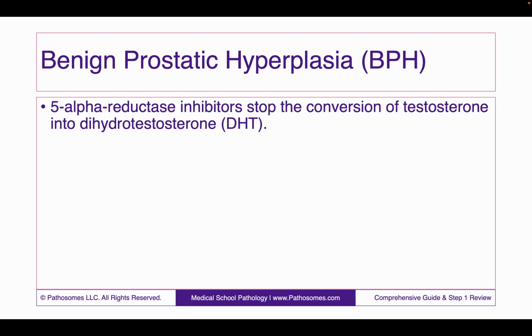5-alpha reductase inhibitors stop the conversion of testosterone into the active form, dihydrotestosterone, right? Or at least more active form, right? So if you have less of this very good testosterone, then less likelihood for the prostate to enlarge and close up your urinary tract.